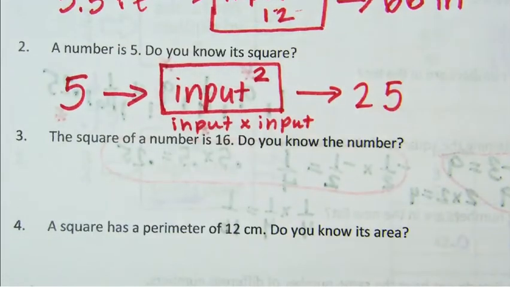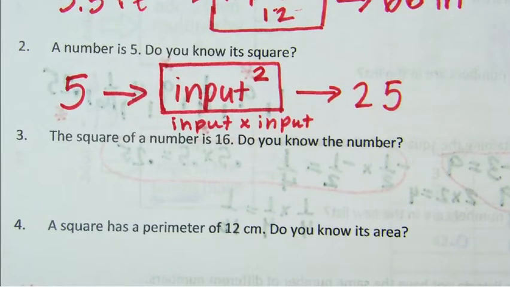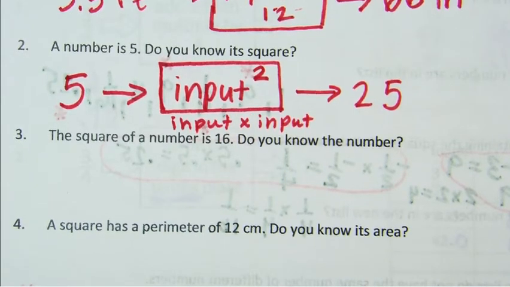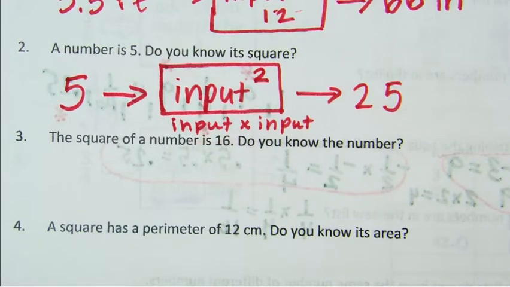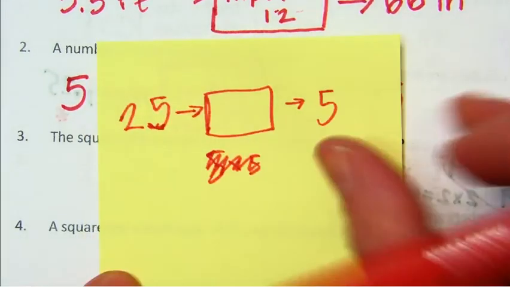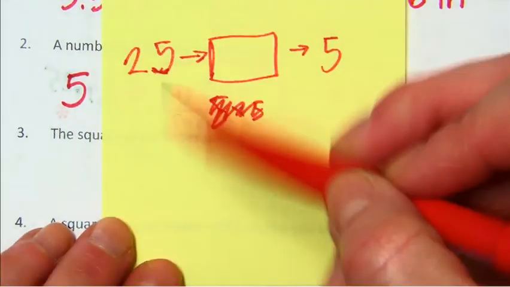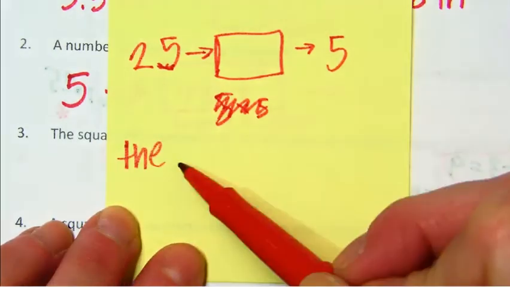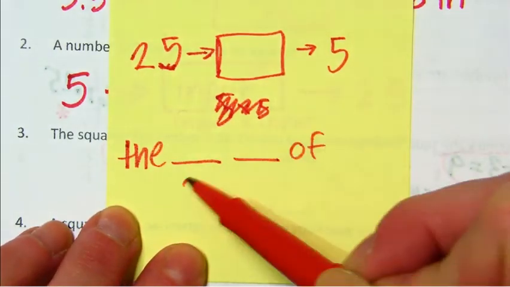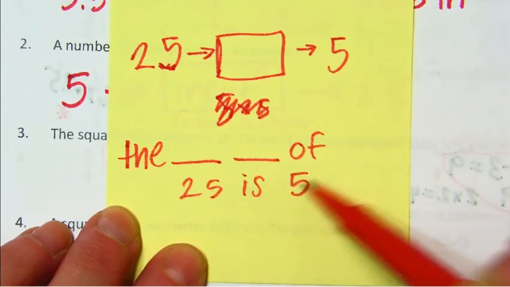Does anybody remember what it's called, or how to write something when we undo a squared number? There's a notation, or there are words that we can use to describe what happens when you have to think what times itself equaled that number. Anybody remember? Okay. So if I come back to this, I know that 5 times 5 is 25, right? Another way I could say this was the blank blank of 25 is 5.